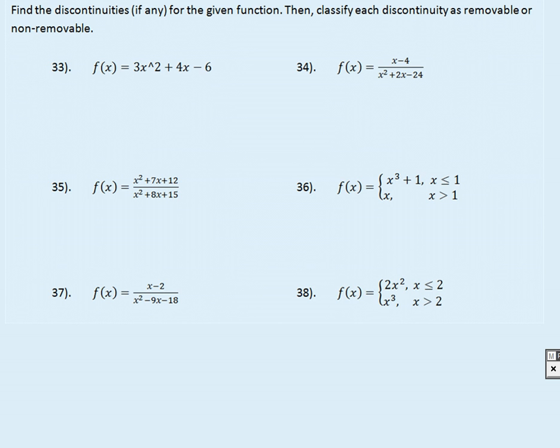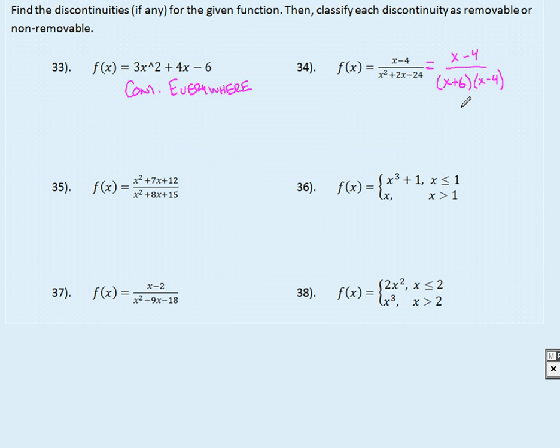All right, finding discontinuities. First of all, in something like this, I'm not dividing by anything, it's just a polynomial. This is continuous everywhere, so we don't have any issues with that one. 34, you need to try to factor top and bottom. So this is the same as x minus 4 over the quantity x plus 6 and x minus 4. As you can see, the x minus 4's here would cancel out.